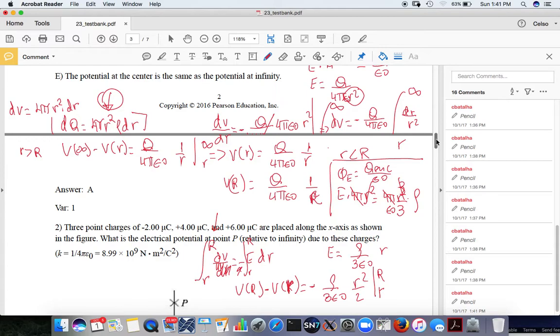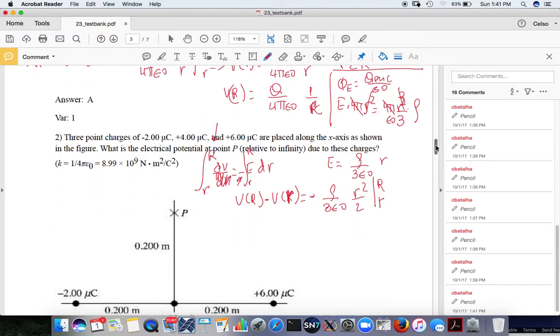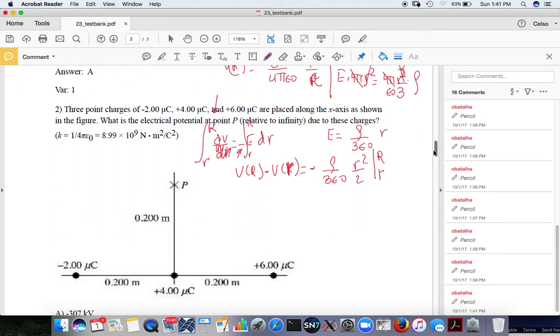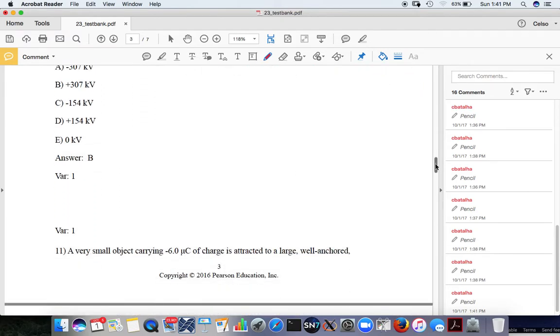So see if you can reproduce this. If you can't, just let me know, and then we can do it on Tuesday or sometime. Didn't we do this in class? I think we did this one in class.